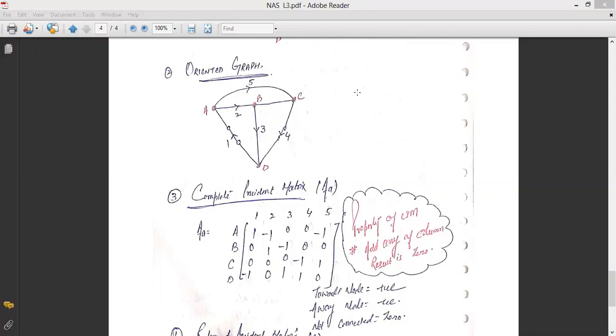B. Branch number 2, the arrow is towards B. So B is positive, A is negative. Isn't it? Yes, sir.